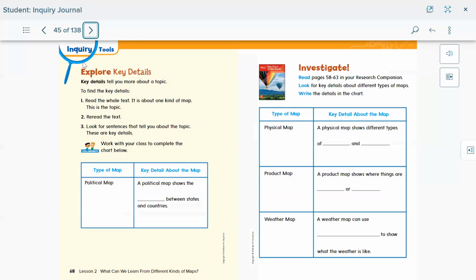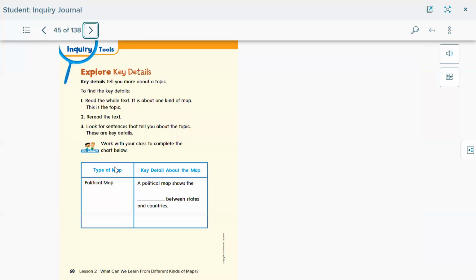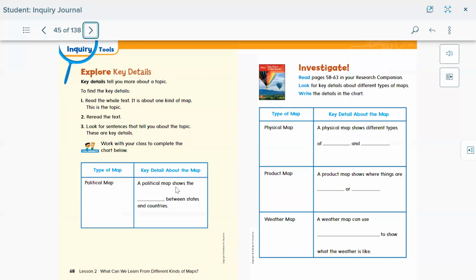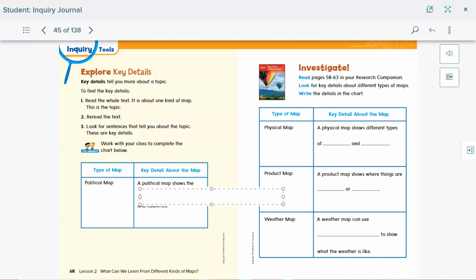Key details. We know that key details give more information about the topic, which is the main idea. As we see here, if we look at our chart, we see the type of map, political map, and what this map does. This political map shows the borders between states and countries. It's highlighted for us over here: borders. So a political map shows the borders between states and countries. We need to write this down. Borders between states and countries.